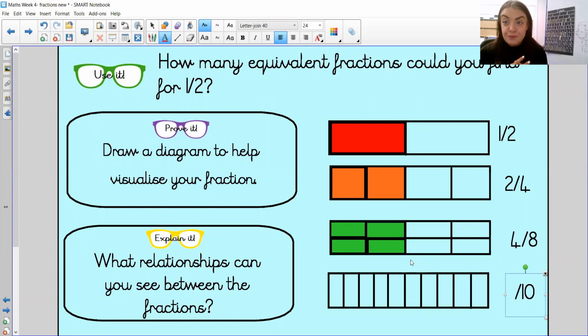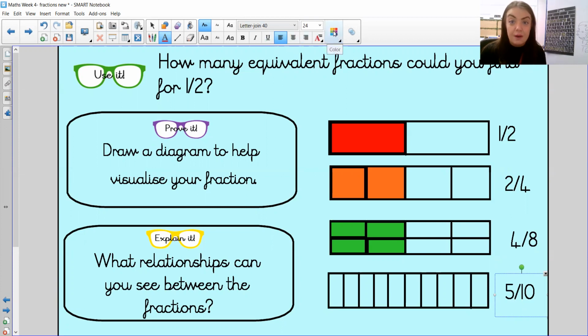So I'm hoping that you have found lots and lots of different ways of creating a half, and you've already started to notice a pattern. The pattern that I noticed, I wonder if you noticed it too, is that when you are showing an equivalent fraction to a half, your denominator and your numerator have a pattern. Your numerator is half of your denominator. So half of 2 is 1, half of 4 is 2, half of 8 is 4. So if I'm following this pattern, half of 10 should give me 5. So let's see if I am correct.